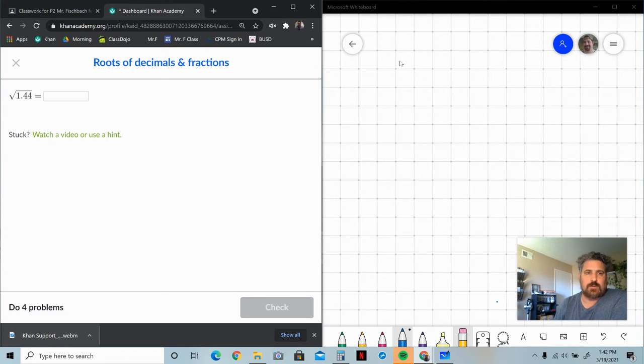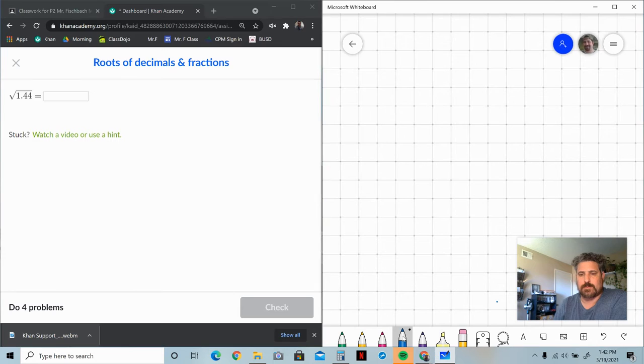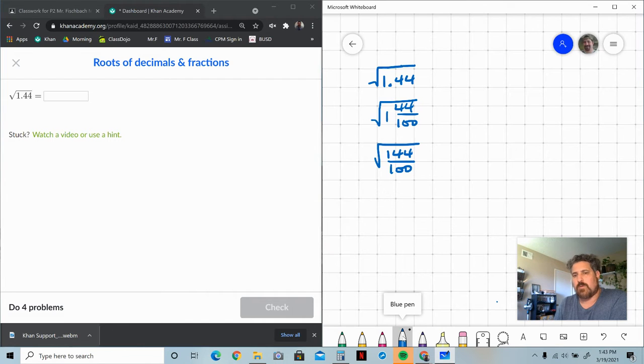So the square root of 1.44. When you have the square root of 1.44, this is basically a situation where you have underneath this square root sign 144 hundredths, which is the same as the square root of 144 over 100. Once you have it like this, you can take the square root of the top and the square root of the bottom. So the square root of 144 over the square root of 100.